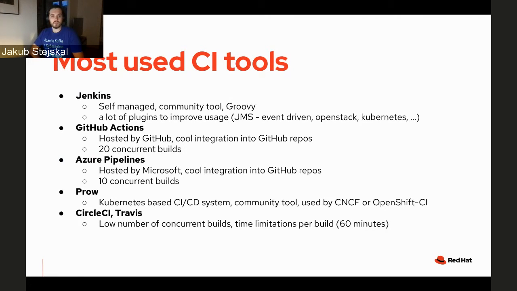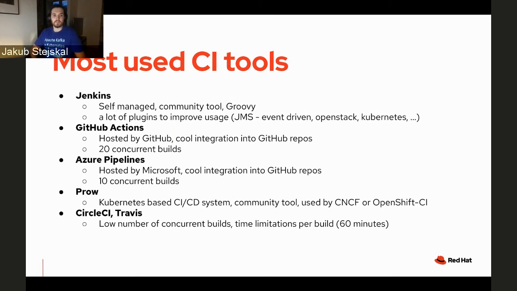Examples of these plugins are JMS, which is very useful for sending events from one pipeline to another, or, for example, the OpenStack plugin, Kubernetes, XUnit, and lots more. The pipelines in Jenkins are written in Groovy, which allows you to write more complex code in it, but it's also harder to debug because Jenkins Groovy is not the same Groovy as you are used to in classic code. It's a little bit complicated there.